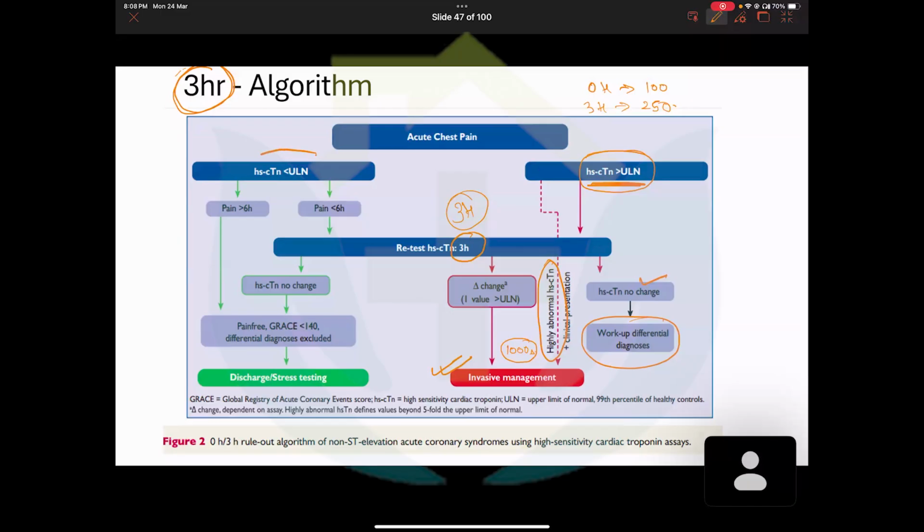If the initial troponin is less than the upper limit of normal, and if the pain is more than 6 hours, then there is a higher chance of other causes, so look for the differential diagnosis. And if the pain is more acute, then again repeat the troponin at 3 hours. If no change, look for other diagnoses. If change, go for invasive management. On the basis of this, multiple MCQs can be framed. Do try to read through the MCQs and find out different situations and how you approach them, because on the basis of this algorithm, there can be an MCQ in your exam.